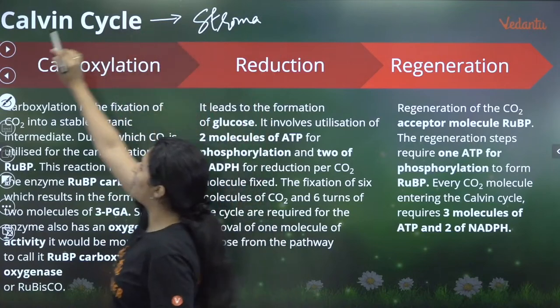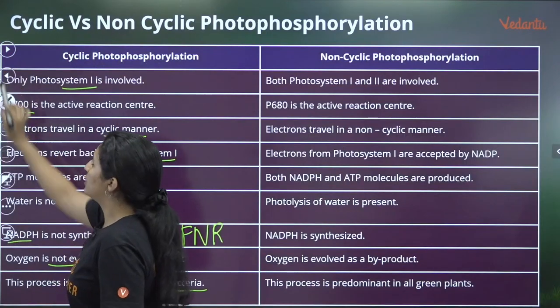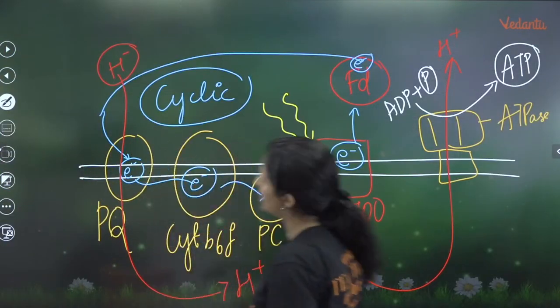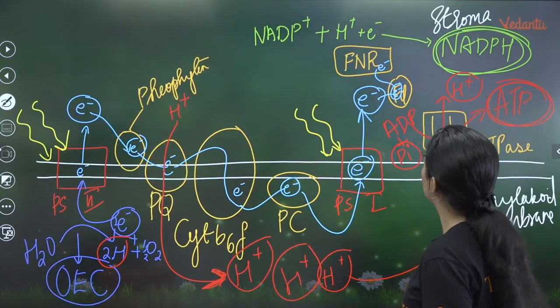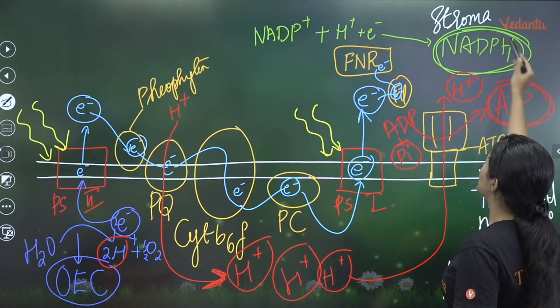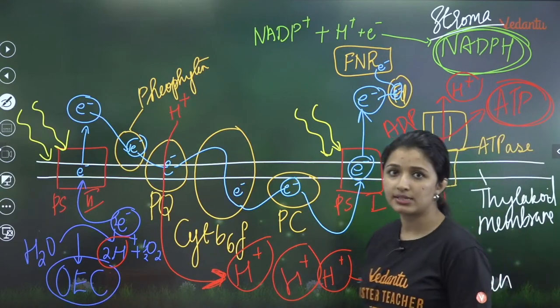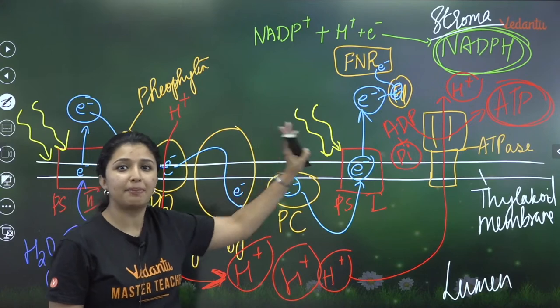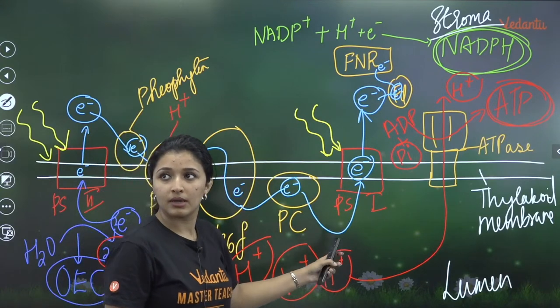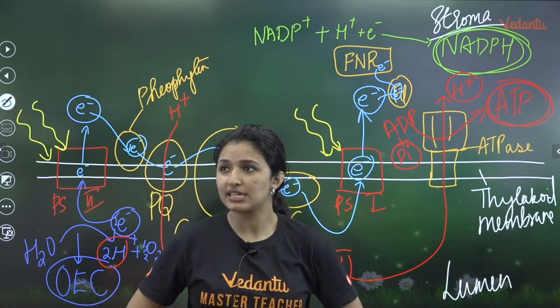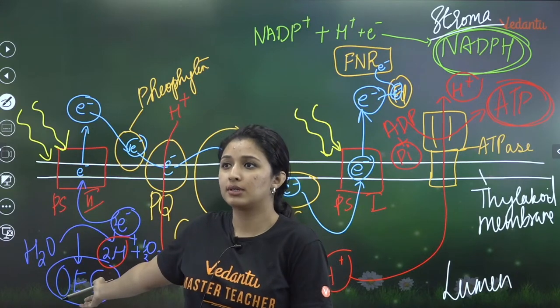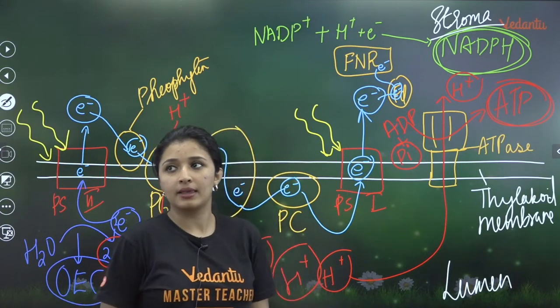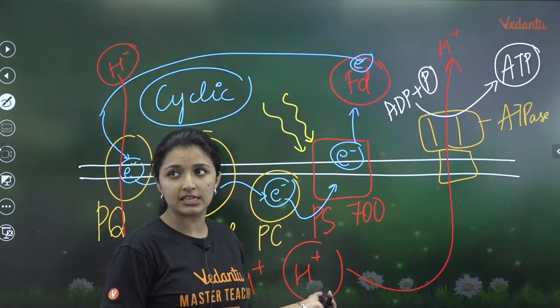Okay, now why does this happen in the stroma? Because if you see, the products, whatever ATP or even NADPH, these are all produced and released into the stroma, right? So the rest of the reaction has to happen in the stroma only. So instead of H2O, there are protons, because H2O is being split here. H2O will be there, but it's just that it's getting split.